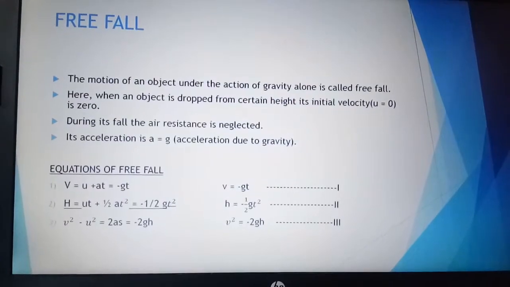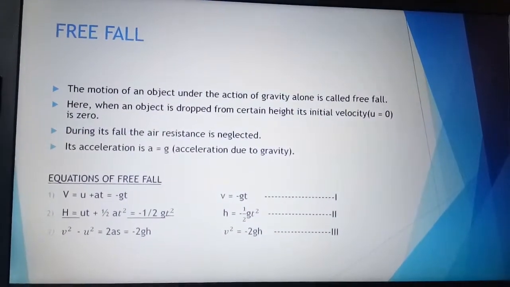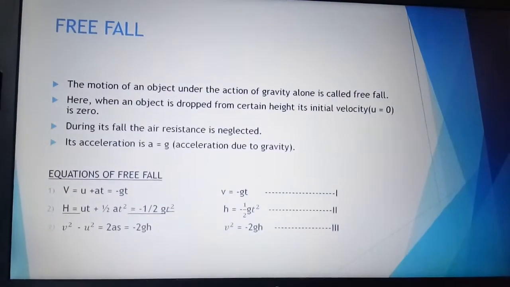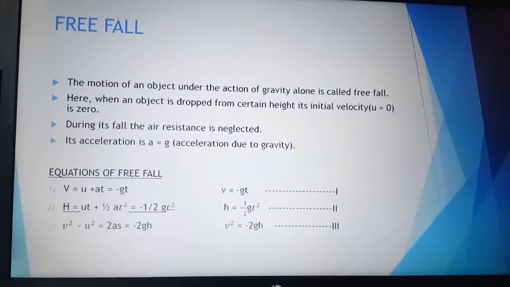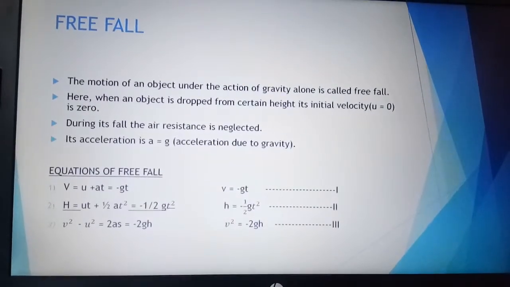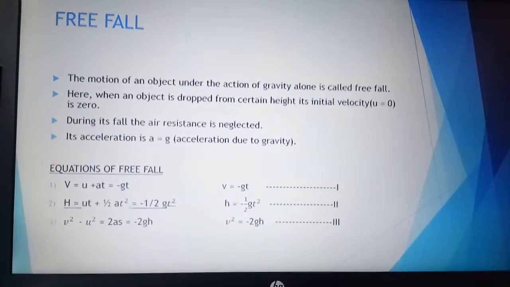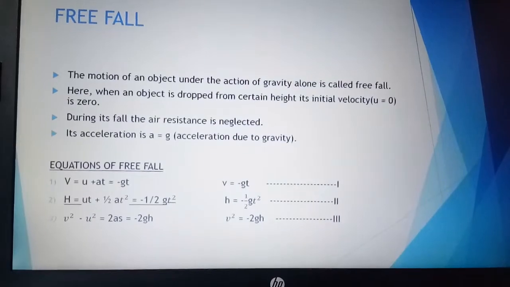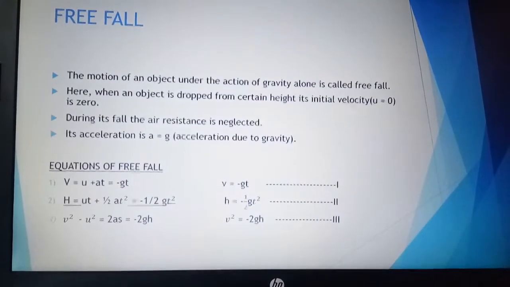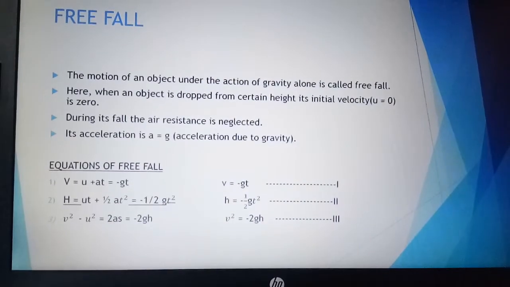Therefore, when you take u equal to 0, a equal to minus g, and substitute, we get v is equal to minus gt. v equal to minus gt is the first equation. And we know the second equation, h equal to ut plus half at square. Substitute u equal to 0, so it becomes h is equal to minus half gt square.